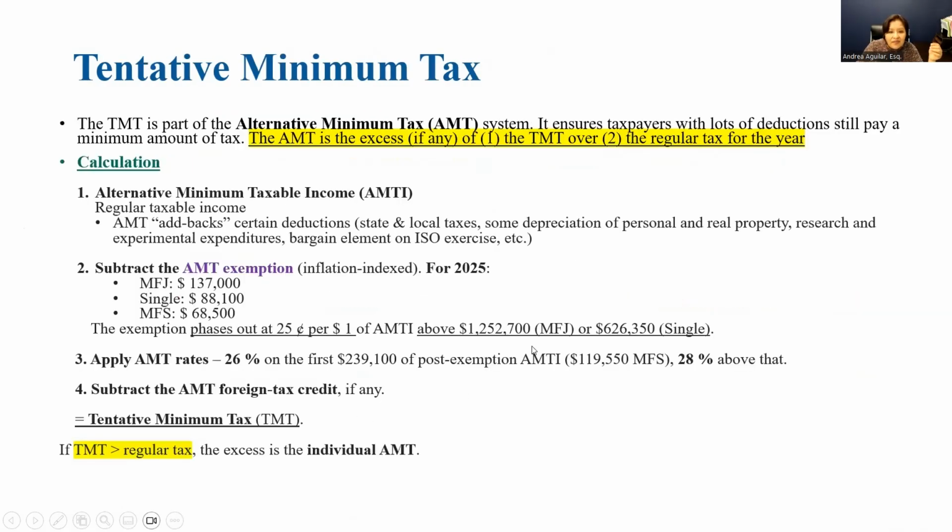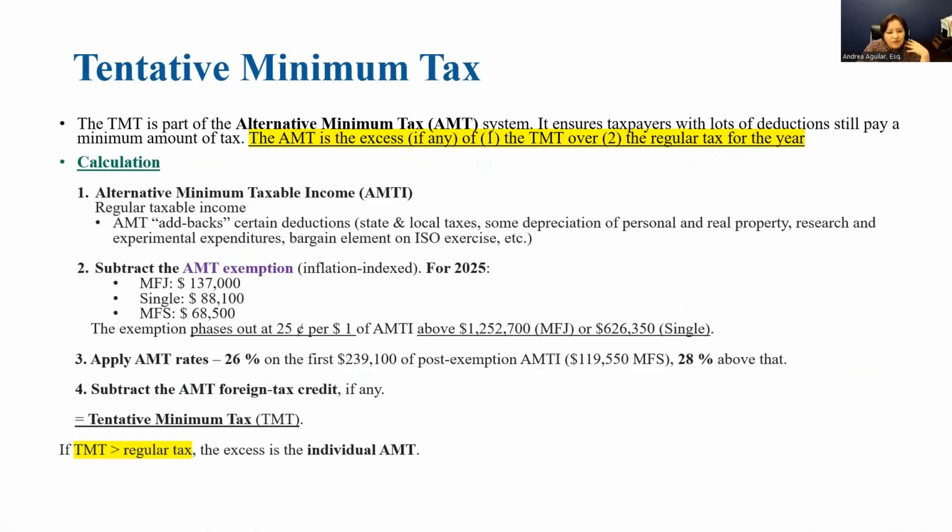So now let's review what is a tentative minimum tax. And this was chapter 12, a chapter that we skipped because it is impossible to cover the whole book. The book is so big. So the tentative minimum tax.